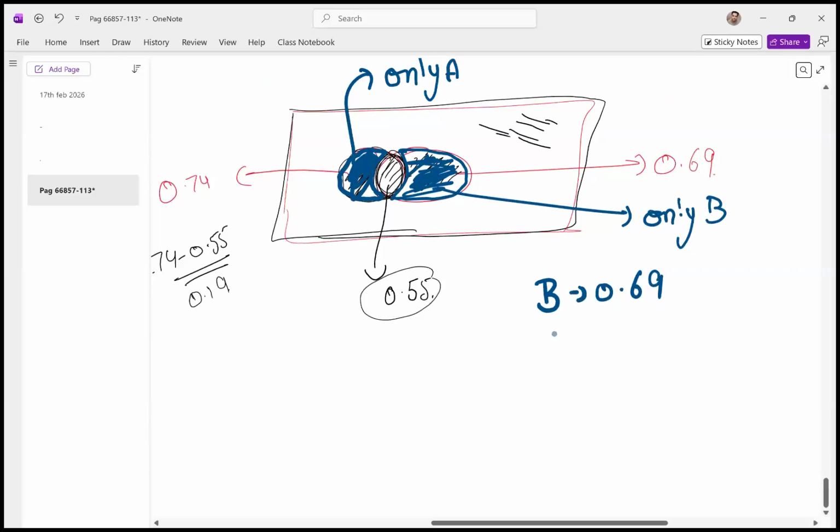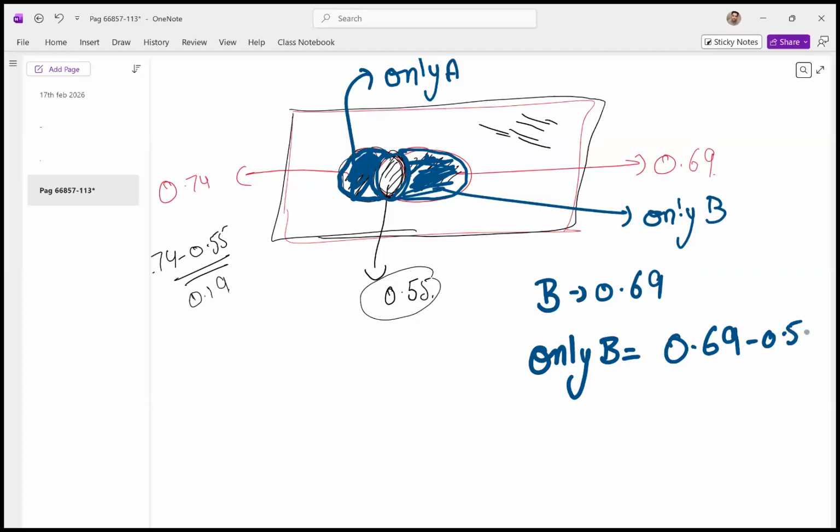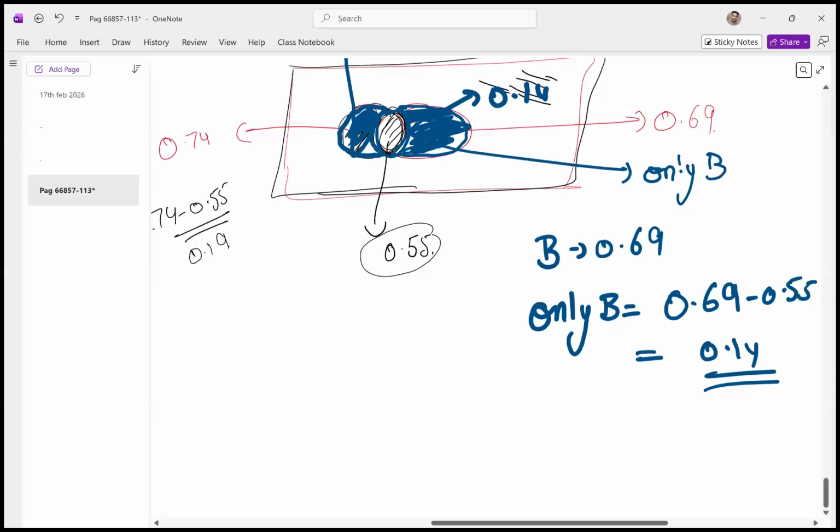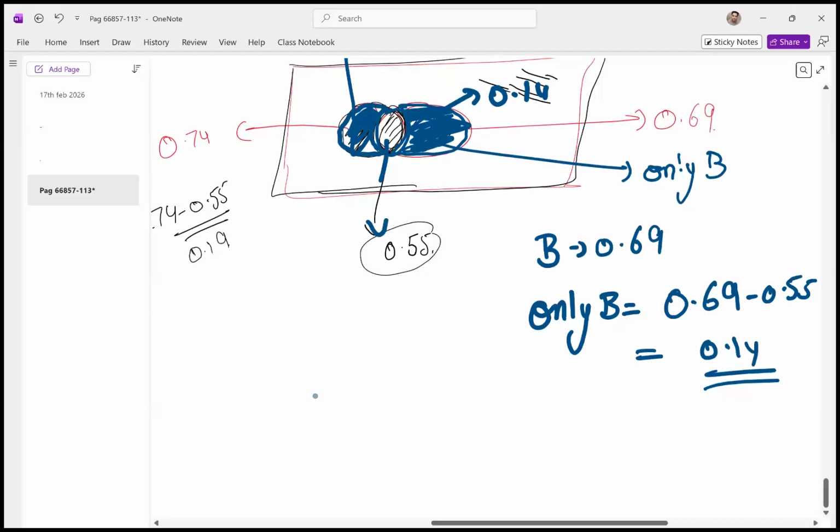And I am trying to find out this section now. So this will come across as only B, which is equal to 0.69 minus 0.55, which is equal to 0.14. So this is 0.14, the section which I'm coloring now. And this section is 0.55.